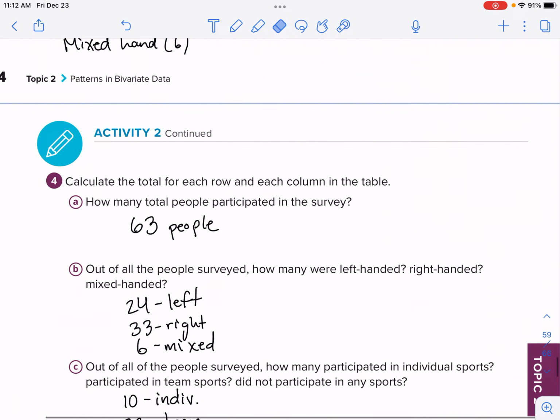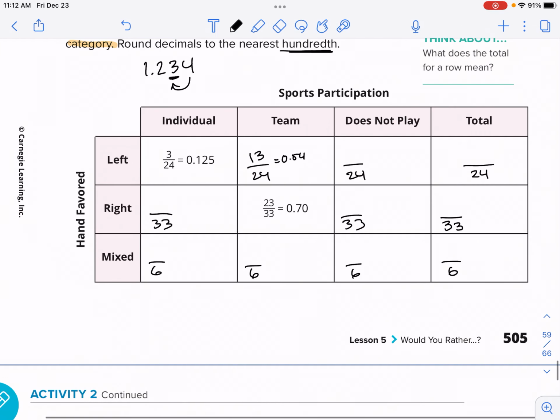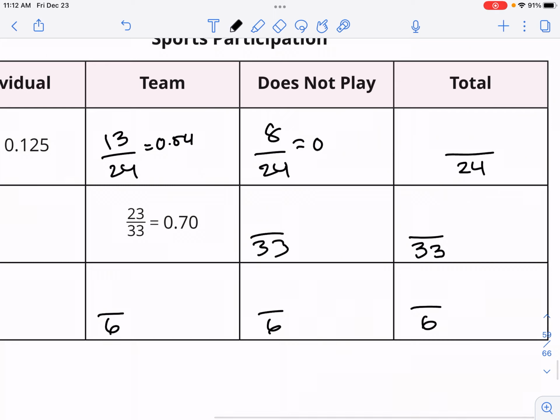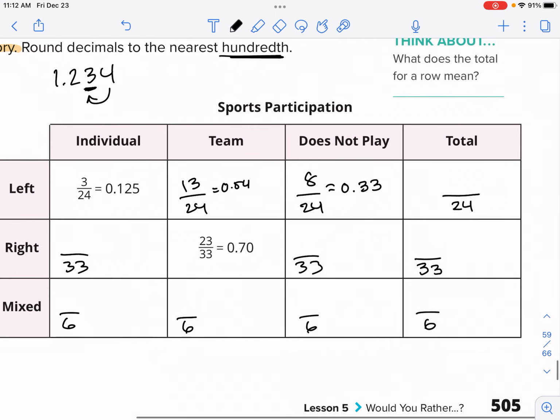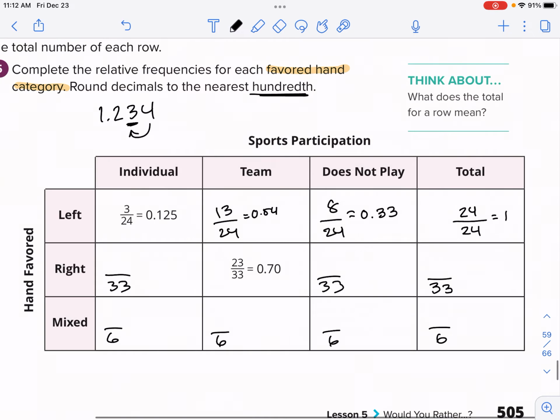Left-handed people that do not play a sport, that is 8. If you divide this using a calculator, you're going to get 0.33. And then finally, what is the total amount of people that are left-handed? We already put this. It's 24, so it's 24 over 24, which is 1. That's it as a decimal, but that would be 100%. So 100% of left-handed people are left-handed. That's what that means. Okay, but let's go and continue now for favored hand, but now for right.